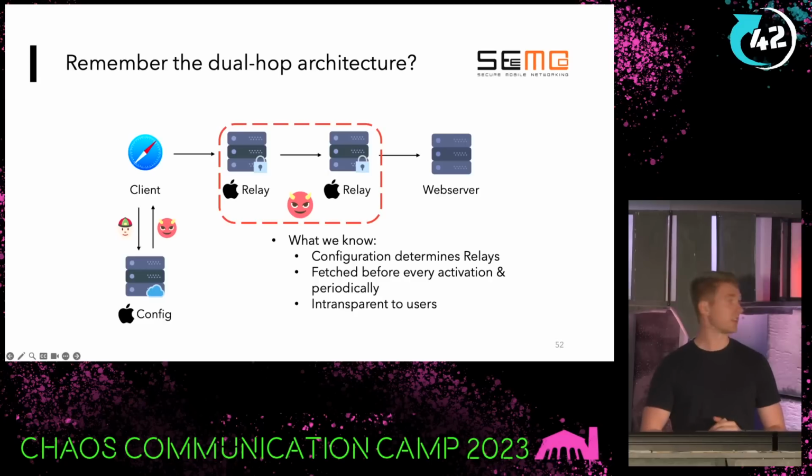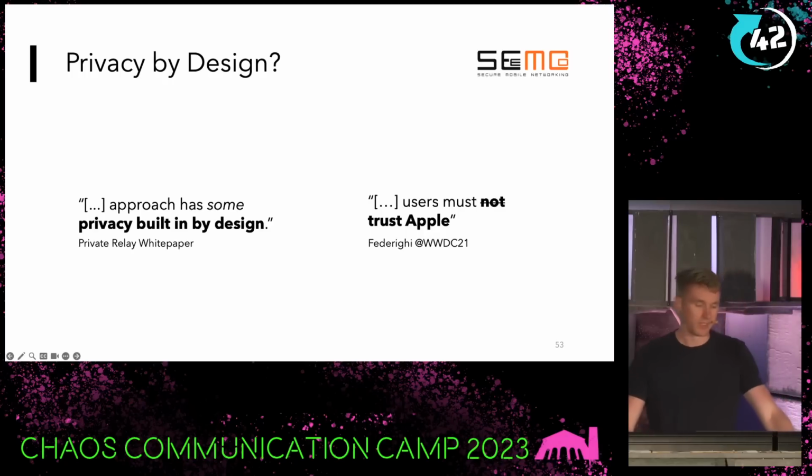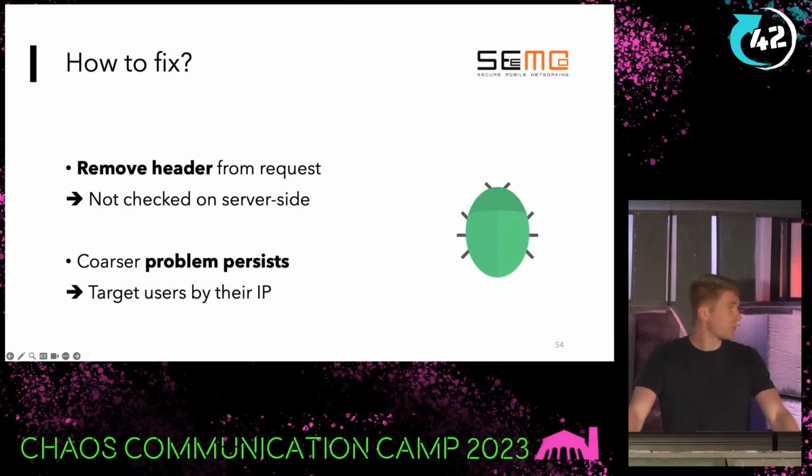That breaks the assumption that the 2 relays are not colluding, and now we have the same setup as we would use in a normal VPN. So no privacy guarantees anymore. Regarding these 2 claims which they make, we can correct it to that their approach has some privacy built in by design. So it's a bit above a VPN, but not comparable to the privacy offered by, for example, Tor. And especially that users must trust Apple that they don't abuse your personal data to serve you such a malicious configuration. How to fix that problem?